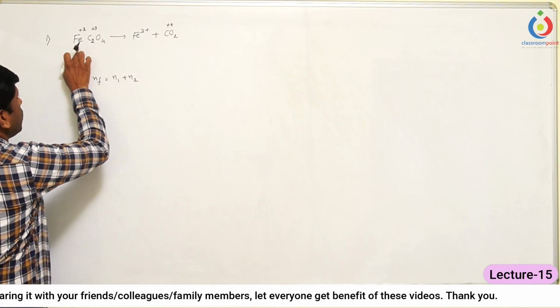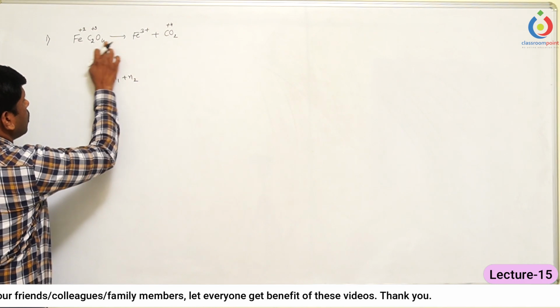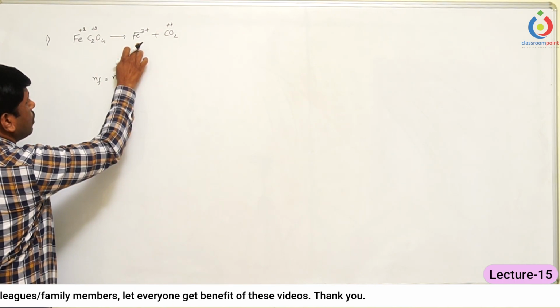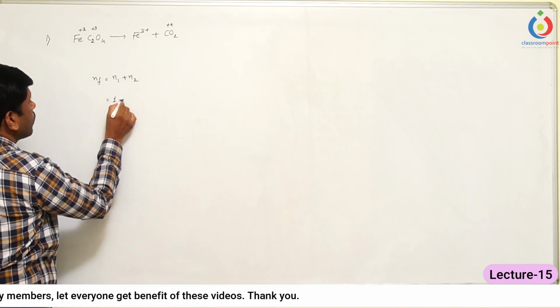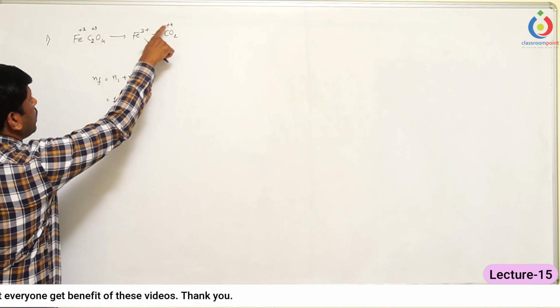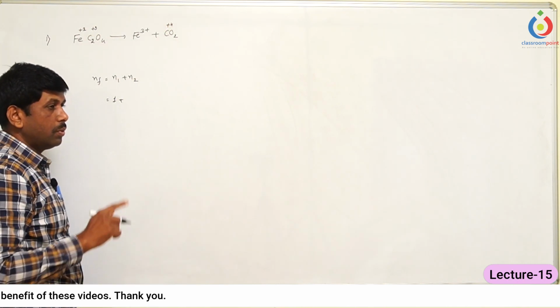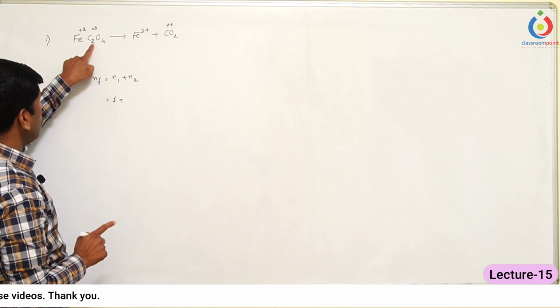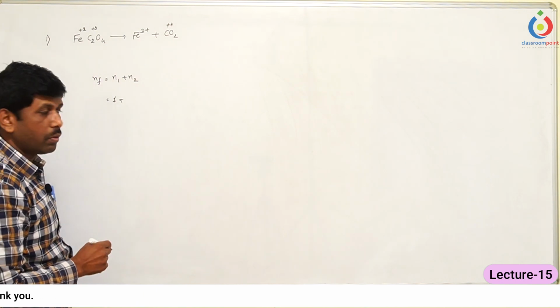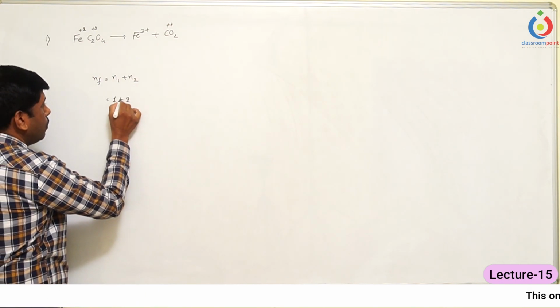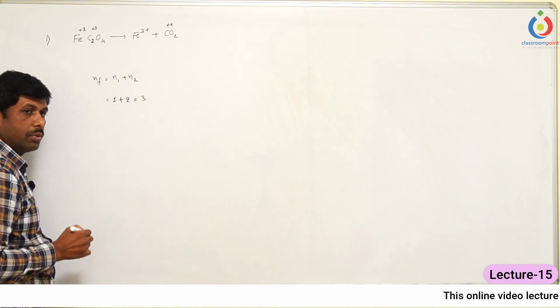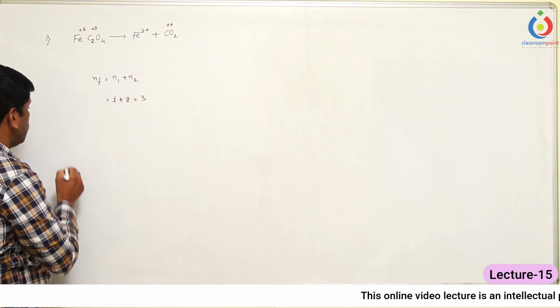Means from here to here the loss of electrons is equal to 1, and from here to here the loss of electrons is equal to 1. Like, the 2 carbon atoms are there, 2 into 1 equals 2. So the total value equals 3 for this reaction.